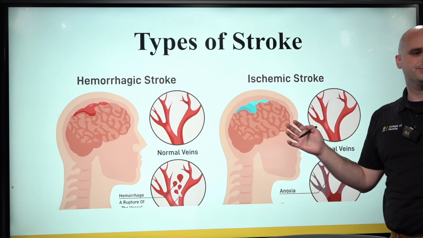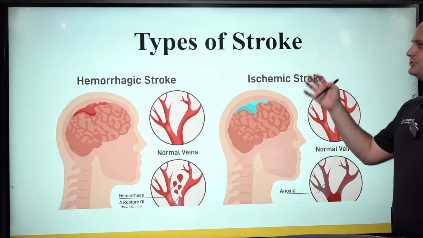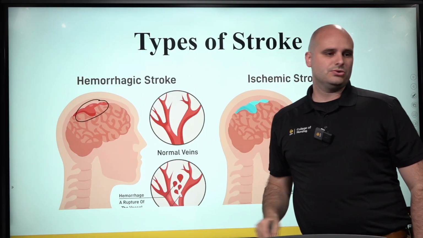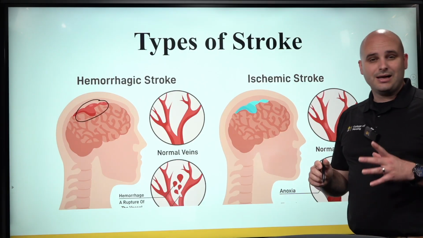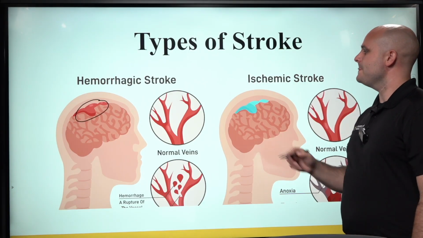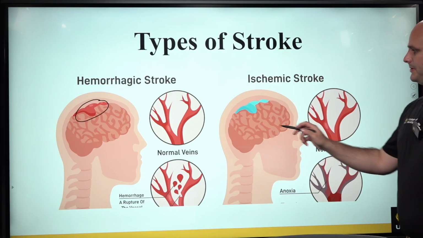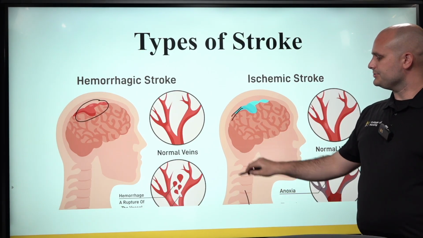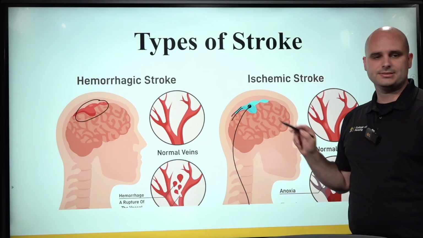So I put two pictures here. Here is the big types of stroke, hemorrhagic. You see it here. We have a rupture of a vessel. What causes that? Most common cause is going to be hypertension. And then ischemic stroke, where a patient has a clot either localized to the vessel wall or it travels up into their brain and causes an issue.